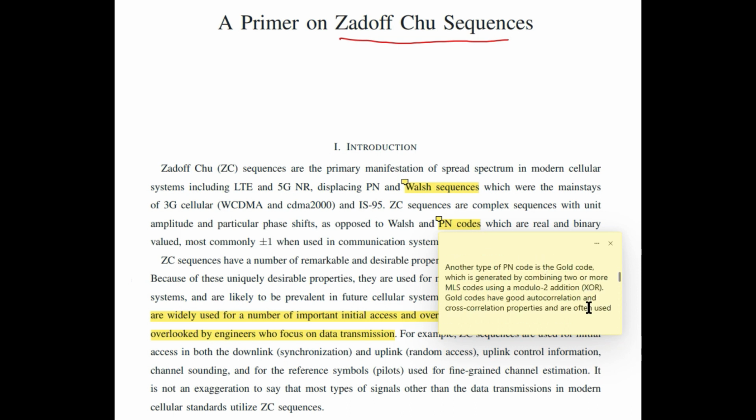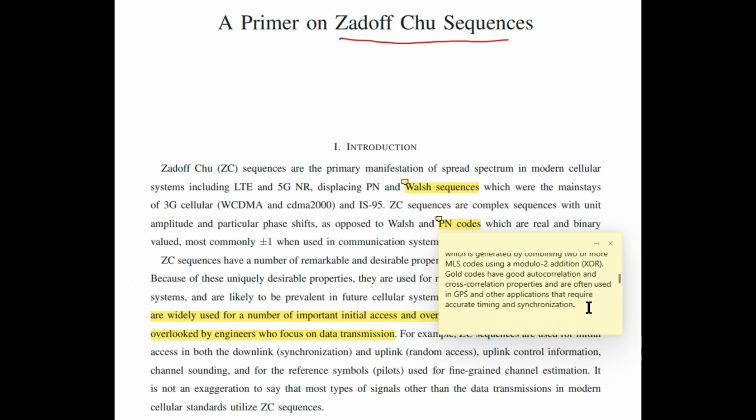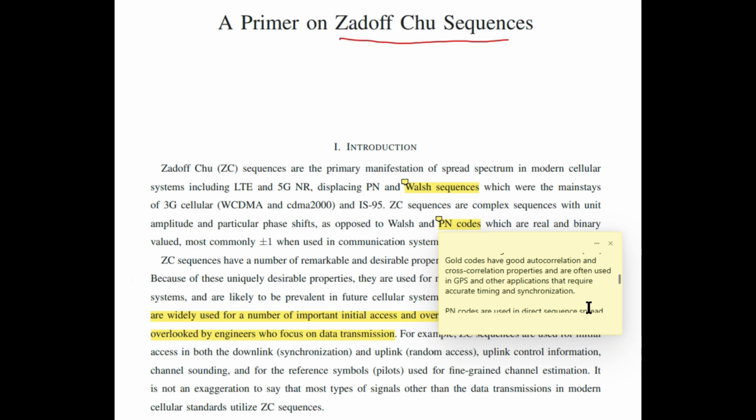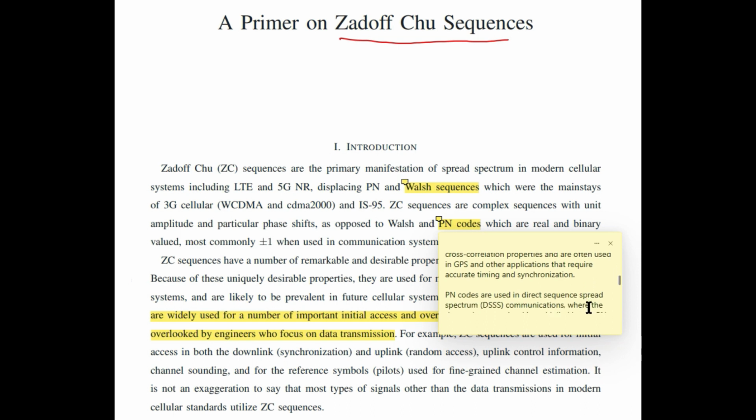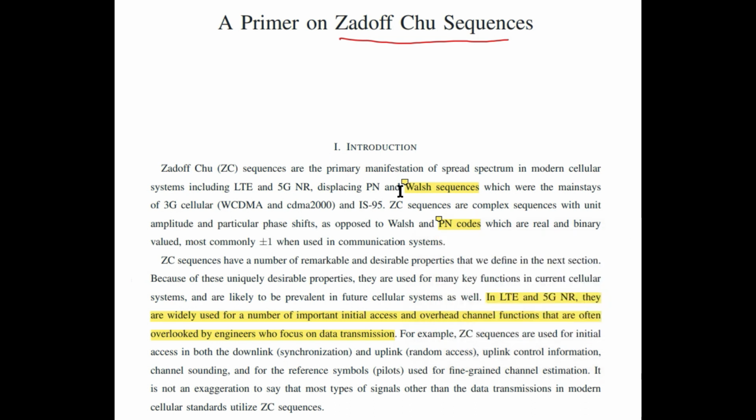Another type of PN code is the Gold code, which is generated by combining two or more MLS codes using modulo 2 addition. You can also say XOR. Gold codes have good autocorrelation and cross correlation properties, which are basically used in GPS and other applications in timing and synchronization. Okay, so that is all about PN codes and the Walsh sequence.